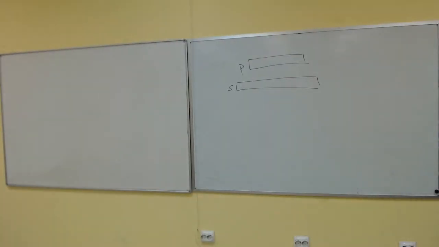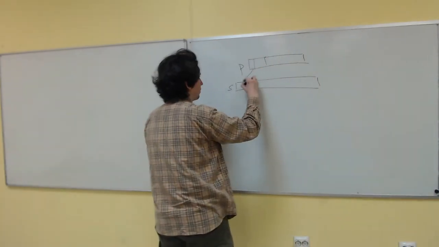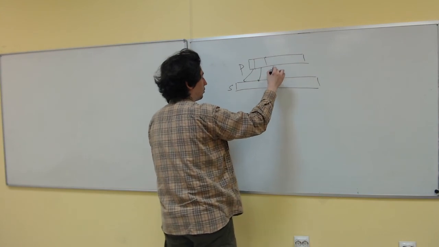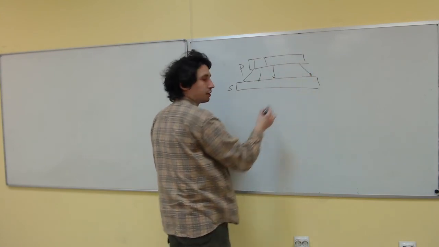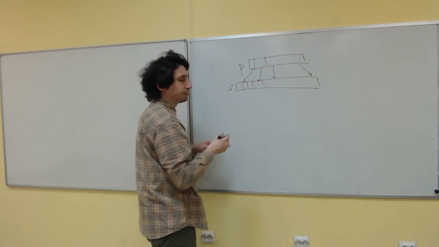Should this subsequence be the whole string? Should the P? No, not as a substring. Again, as a subsequence. I mean, the first symbol can be here, the second can be somewhere here, the third somewhere here, and they're not necessarily consecutive.